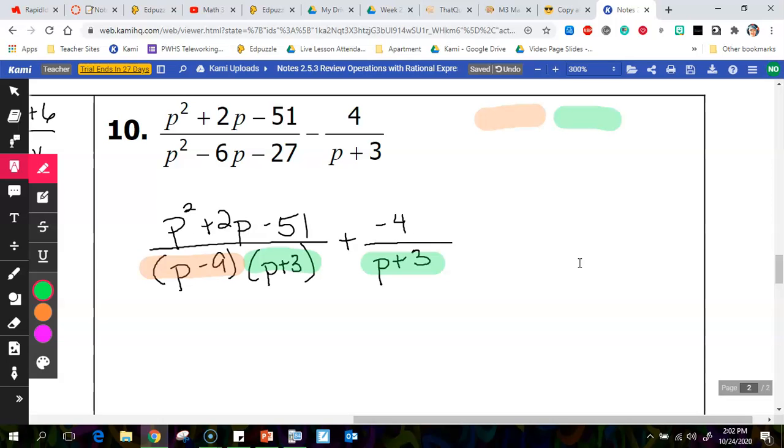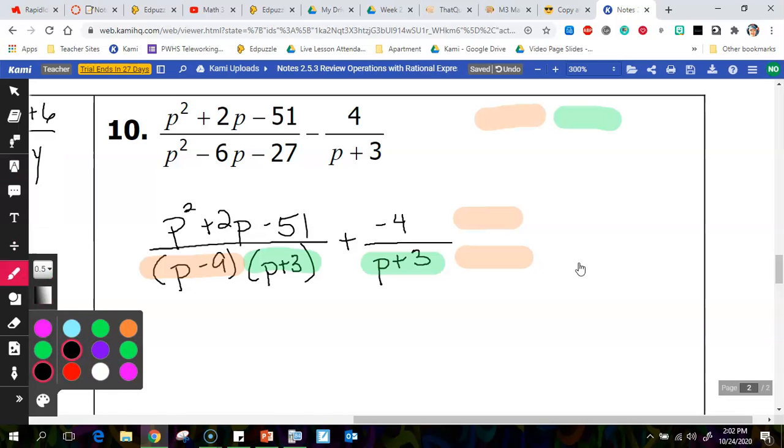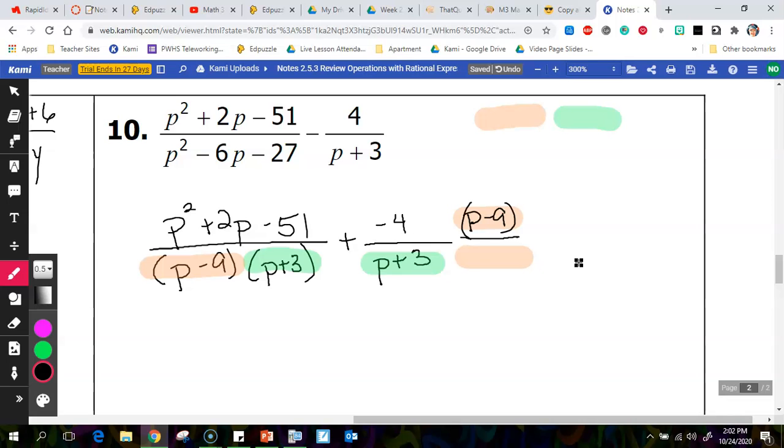So both denominators need the orange and the green. The one on the left has both of them, so I don't need to do anything to that one. But the one on the right doesn't have the orange. It's missing the orange. So I need to multiply that by the orange over the orange. And if you remember from yesterday, the orange was p minus 9, so what I'm really doing is multiplying times 1, because p minus 9 over p minus 9 is 1. But I'm getting the denominator the same, so then I can add these 2 things together.